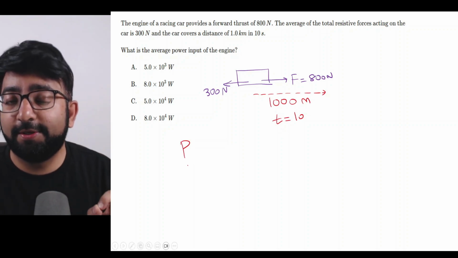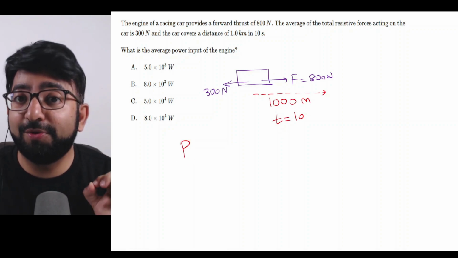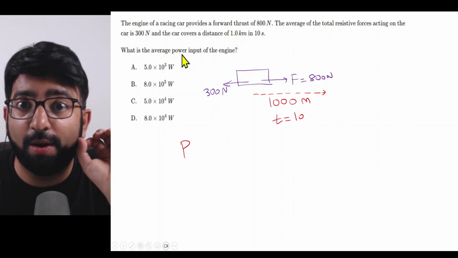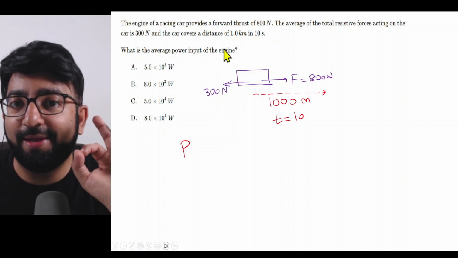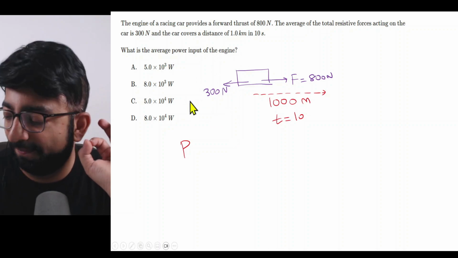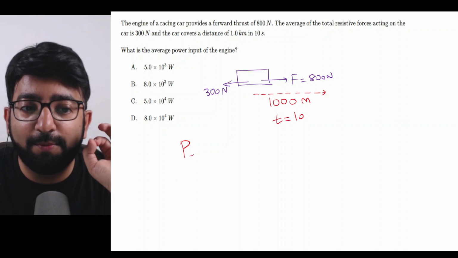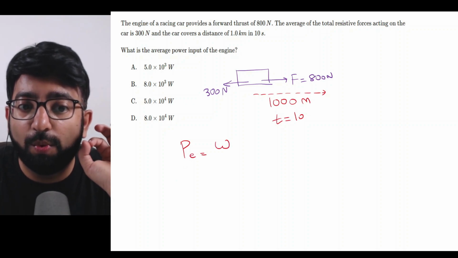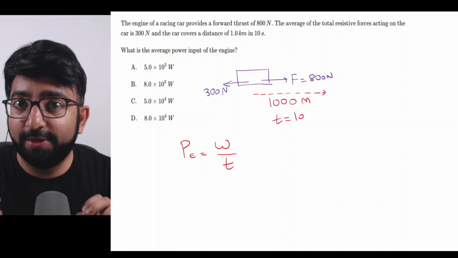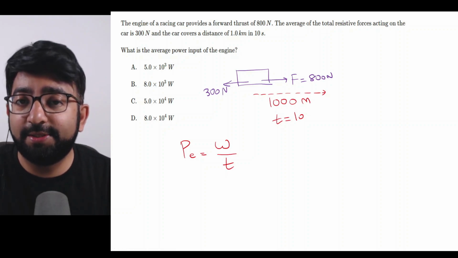But while solving such questions, be very careful about the keywords present in the question. So the question is asking us to find the power of the engine only, which means we are not supposed to consider the resistive forces here. So let's write down the power generated by the engine will be equal to the work done divided by time. Now we are only focusing on the engine, so we are not going to consider the resistive forces.